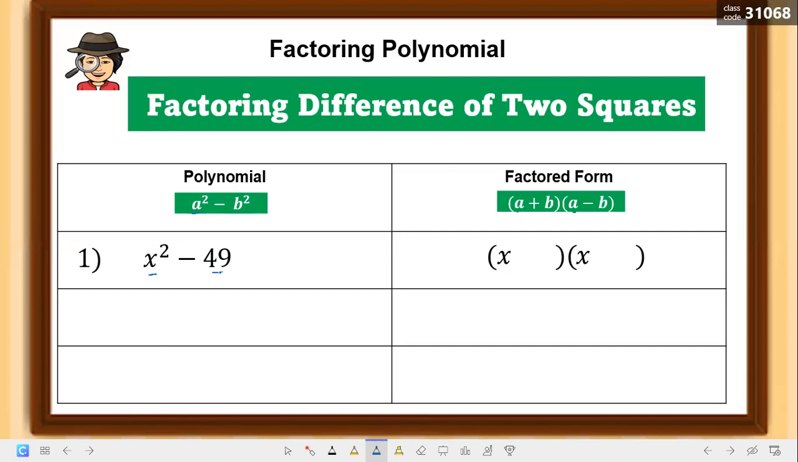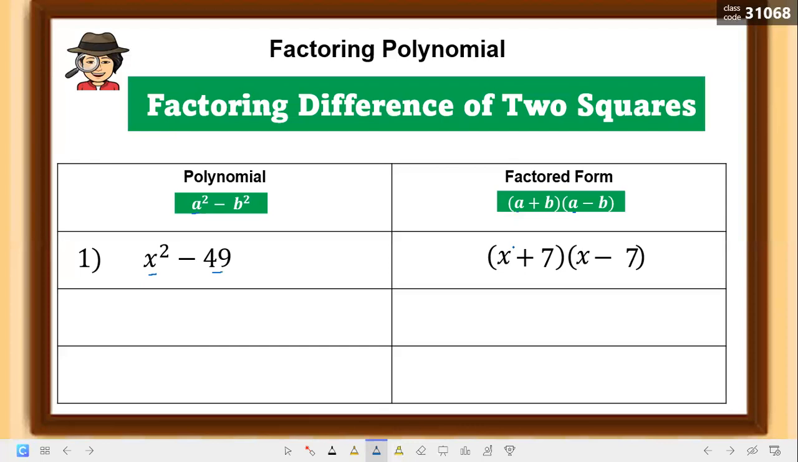Kaya x yan. Then, ano yung square root ni second term? On the other hand, what is the square root of 49? Ano yung multiply mo na number? Rafael. 7 po. 7. Very good. So that is correct. Since ang given natin na sign dito sa factored form, plus minus, kasi remember difference of two squares. Okay? Tapos lagay mo yung 7 tsaka 7 kasi square root ni 49.